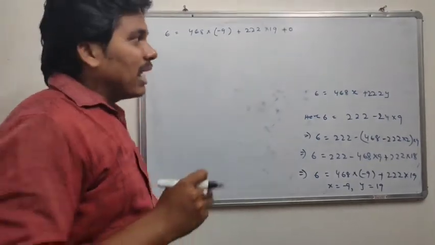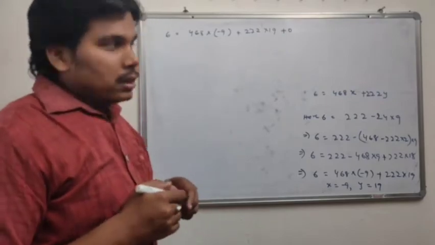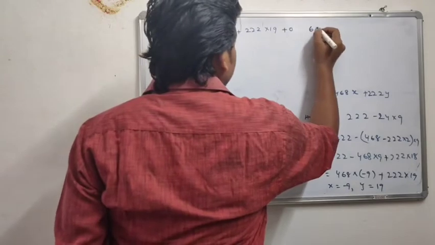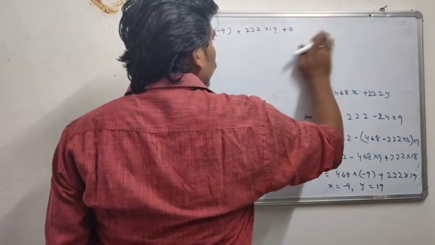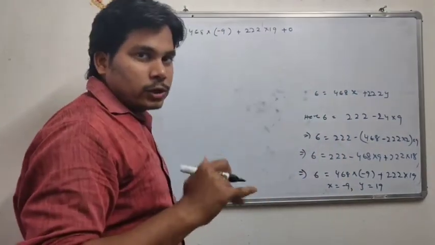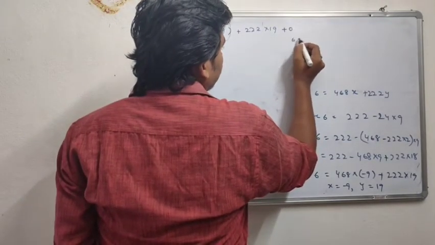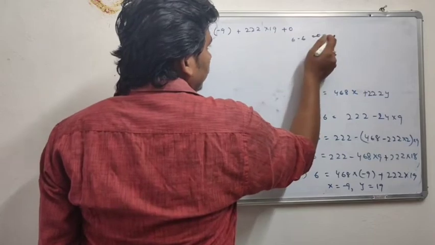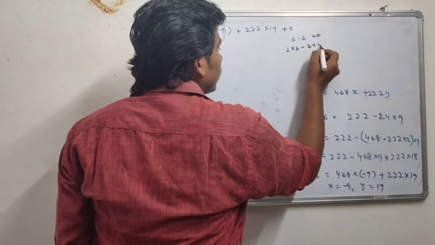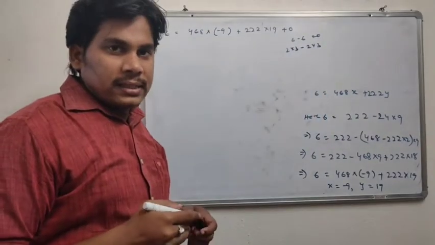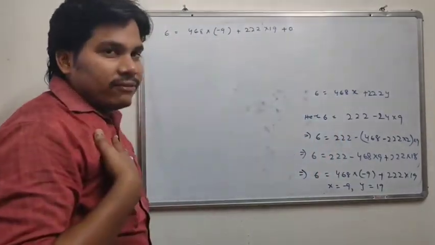As here is a 0, I can add any number and subtract the same number, then the value will not change, because plus 0 means this may be 6 minus 6, this may be 2 minus 2, this may be 1 minus 1. If I add the same value and subtract the same value, the value won't change. That means if I add 6 minus 6, the value is 0. That's why I added the 0 here. If I use 2 into 3 minus 2 into 3, the value won't be changed. Hence, I will use the value in such a way that we get our answer in a very correct way.